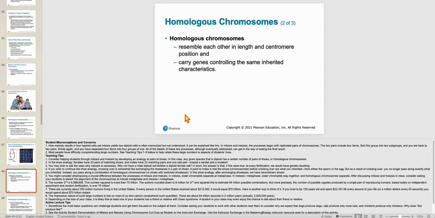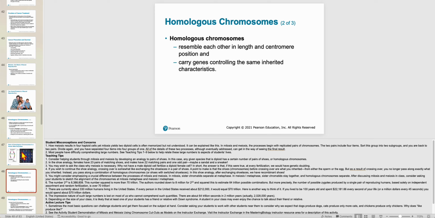Next slide. Okay, these are called homologous chromosomes. So what I just showed you in the picture are called homologous chromosomes. Look what it says. They resemble each other in length. They resemble each other in banding pattern. And they carry similar traits.